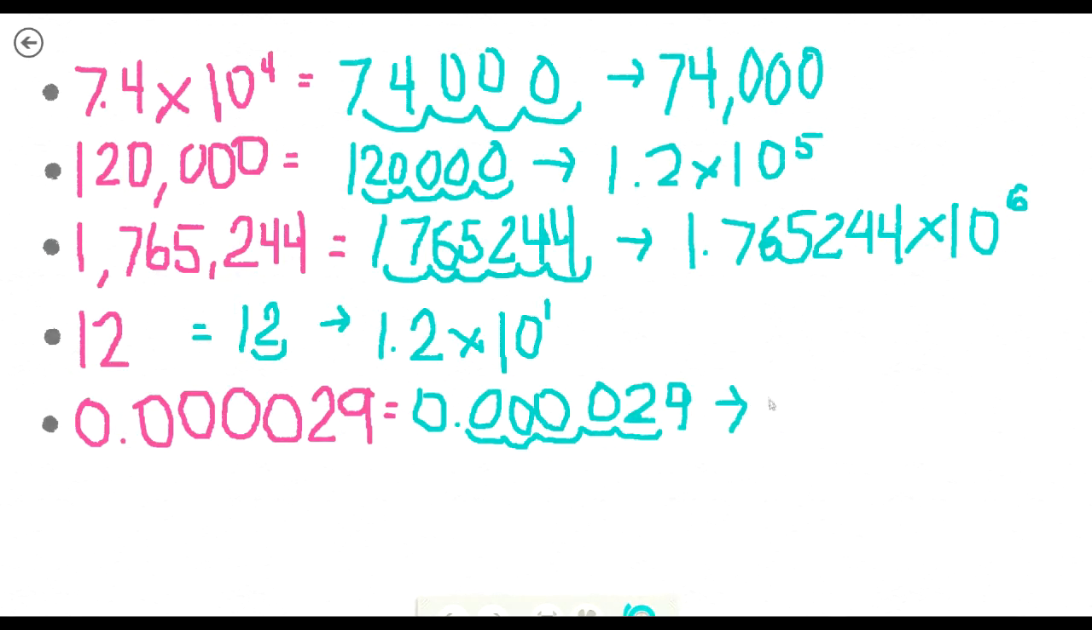Why did I put 0? 2.9 times 10. Wait, sorry about that. X times 10 raised to negative 5. There you go.